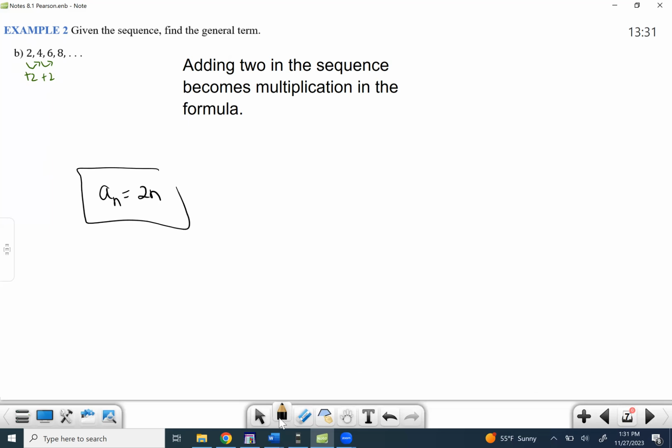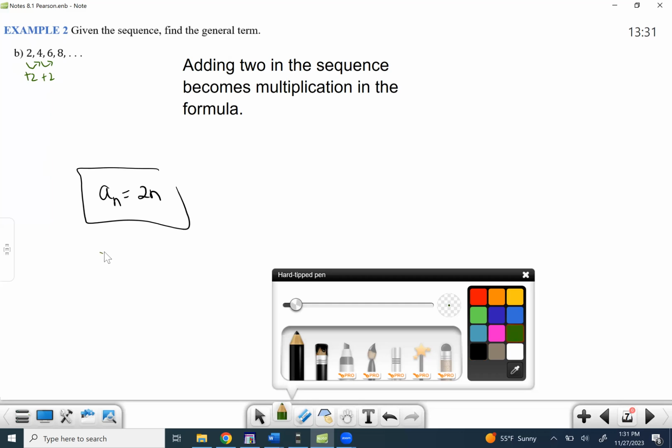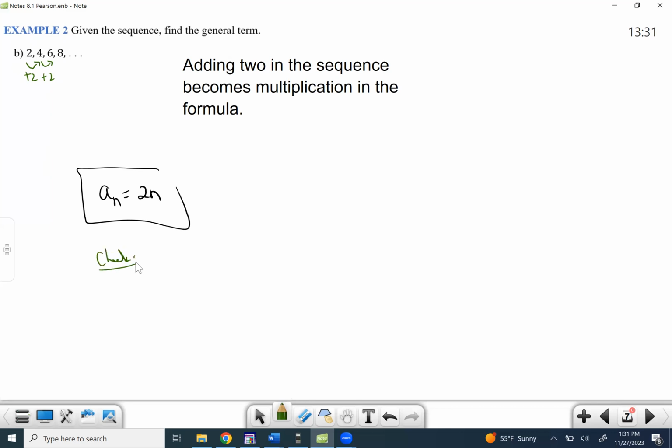Let's check and see if this is right, you guys. All right, so if we check, we substitute in a 1, we get 2 times 1, which is 2. That got me the first term. If we substitute in a 2, 2 times 2 will give me 4, which is the next term. This looks like it's working.